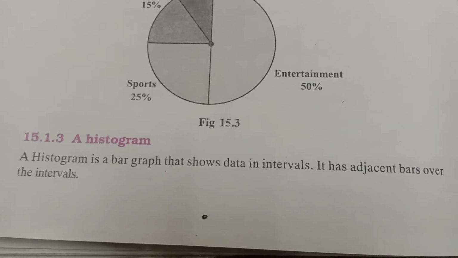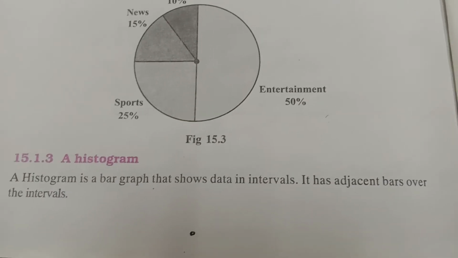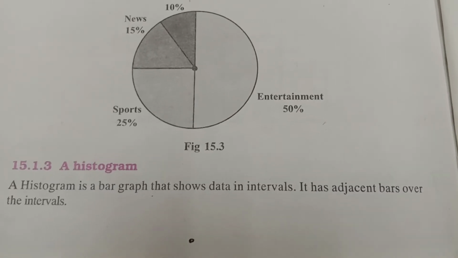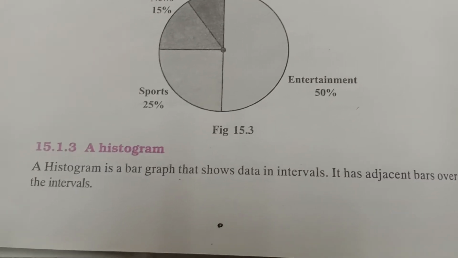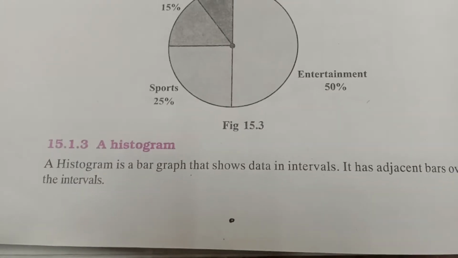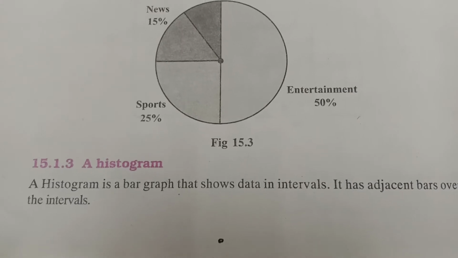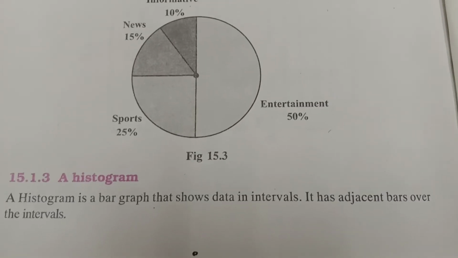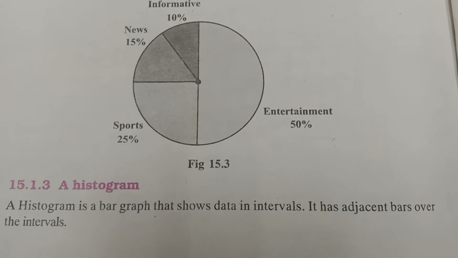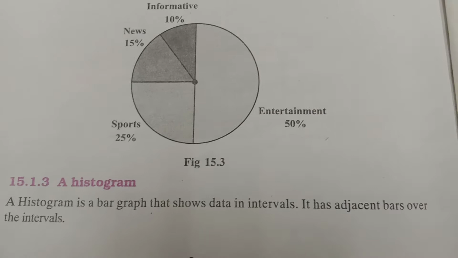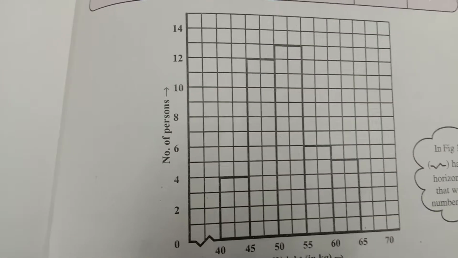The last one is the histogram. A histogram is also a bar graph that shows the data in intervals. It has adjacent bars over the intervals. So a histogram is also a bar graph, but there is a difference between the bar graph and the histogram. In a bar graph we will find gaps between two bars, but in a histogram there is no gap between any two adjacent bars. So here we have one histogram.